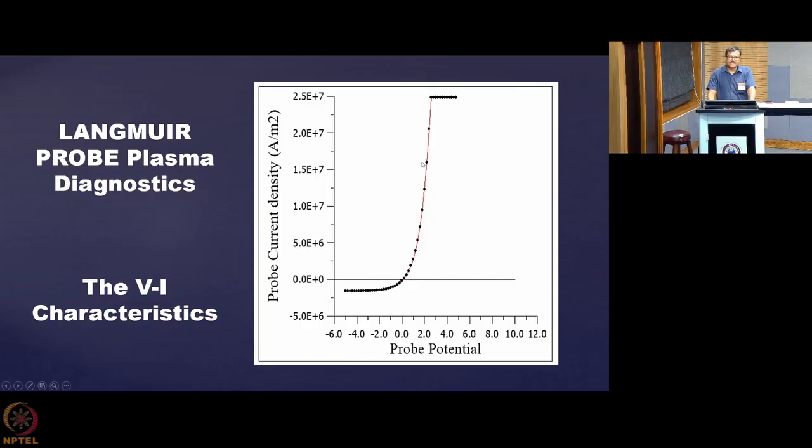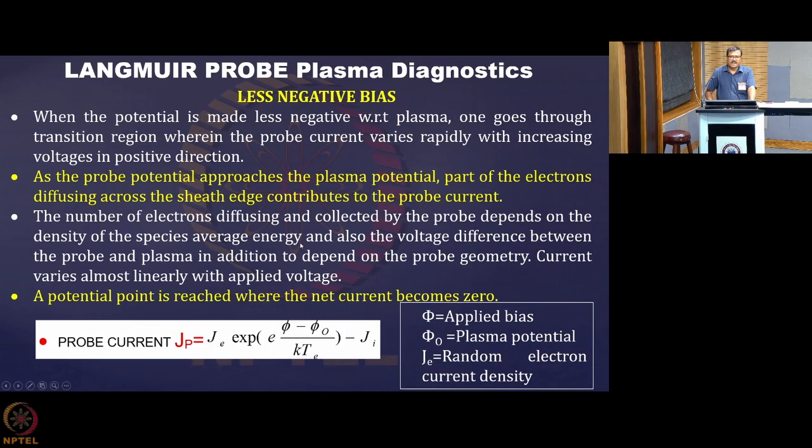So in this region, the current that will be contributed will be like this: Jp is equal to Je exponential of e (phi minus phi 0) by kTe minus Ji. What you are seeing is that in this region the probe current contains information about the electron temperature, and of course you need to know the phi which you have applied, and then you need to know Je, and this Ji is the ion current. So, this electron current minus ion current is basically the probe current. Here J is the random current density.